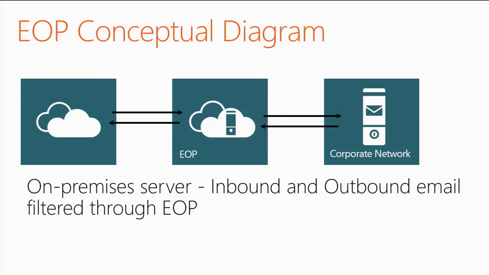So this is a conceptual diagram of how the Exchange Online Protection works. Your right side here on the slide is your on-premise network. If you're in the cloud, you can think of the cloud mailbox. In the center, it's Exchange Online Protection. And on the left side, it is the rest of the world. Those who send you the emails and those who you send emails to.